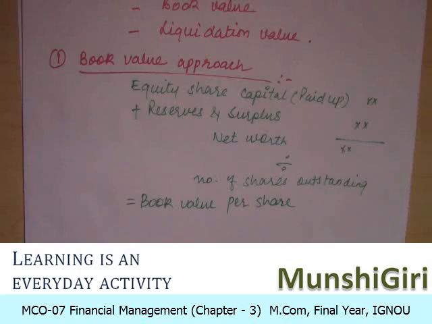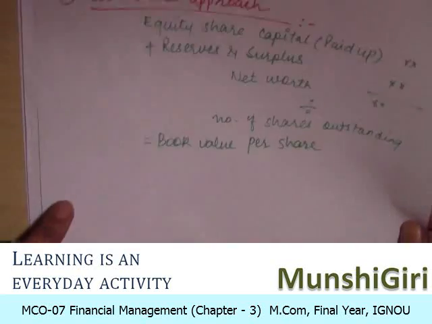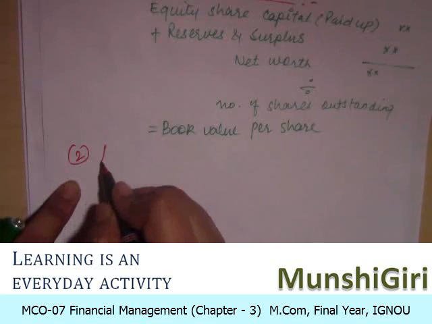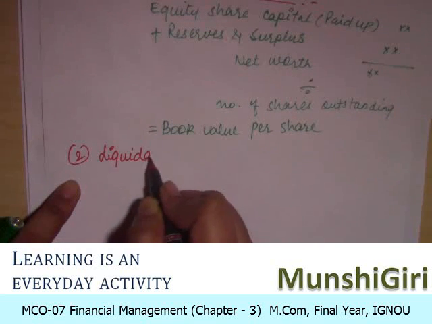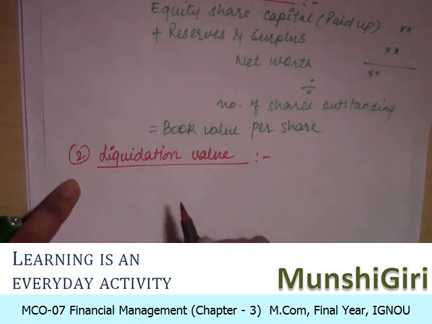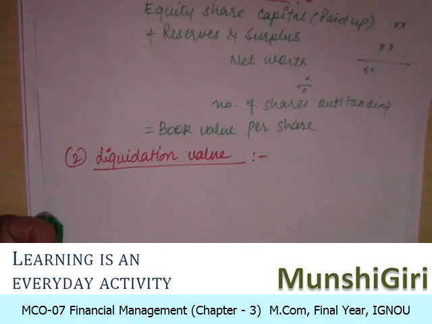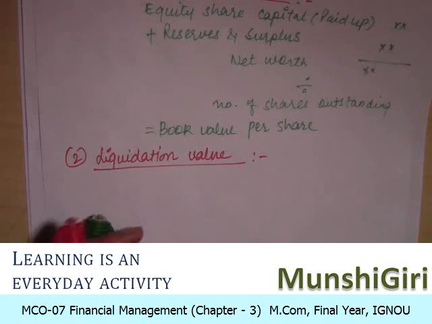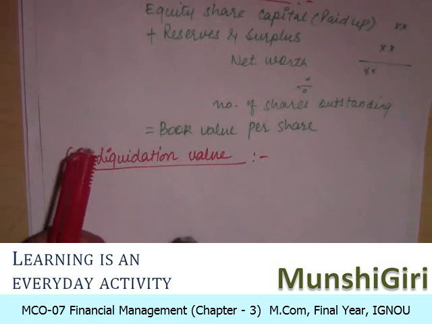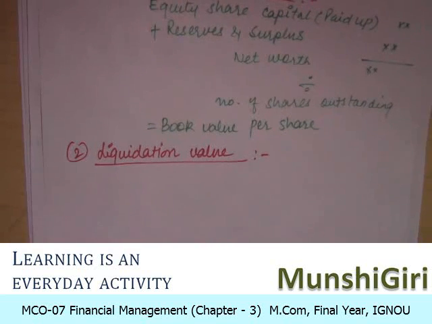The last approach under this chapter is liquidation value. Under this approach, it is assumed that the company goes into liquidation. That is, all the assets are sold or disposed of, the liabilities are paid off, and whatever is left after that is divided by the equity shares outstanding. That gives us the liquidation value.